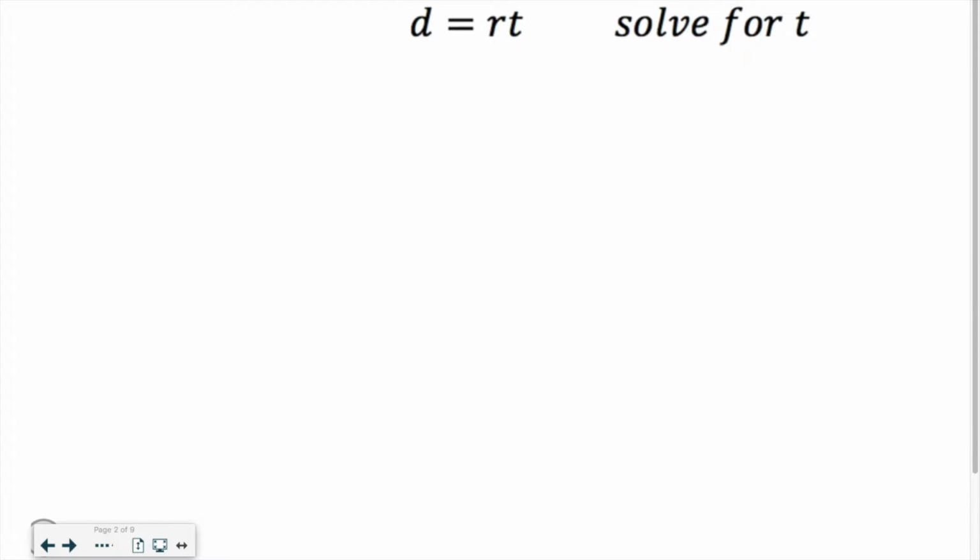All right, for the next one, we've got the distance formula. Distance equals rate times time, and you're going to solve for t. So we're going to draw our line again. And t is being multiplied with r right now, so to get rid of it, you're going to divide by r so that t goes by itself. So then you get d over r equals t. And that's all we have to do, get t by itself, and we've solved for t.